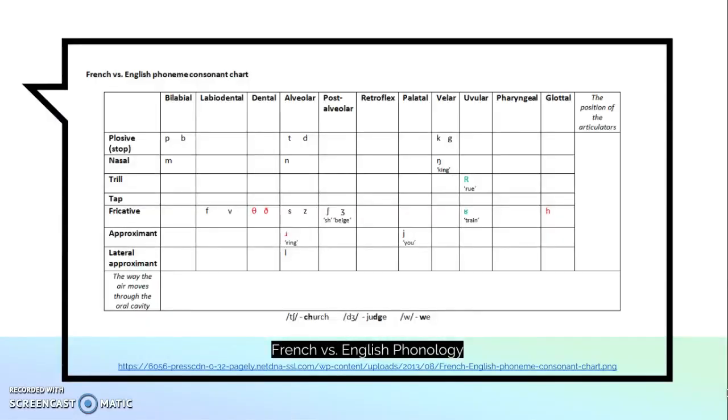Here is a French versus English phonology chart. This doesn't include all the French phonemes that we saw in the previous slide, but it does show us what English consonants are shared or unshared by French speakers. You can see that dental fricatives, for example, are not shared by French speakers. Alveolar approximants aren't either, but what French uses instead is the uvular trill and approximant, or trill and fricative. So you can see how that's perhaps going to be pronounced in a different way when they read an R, for example.